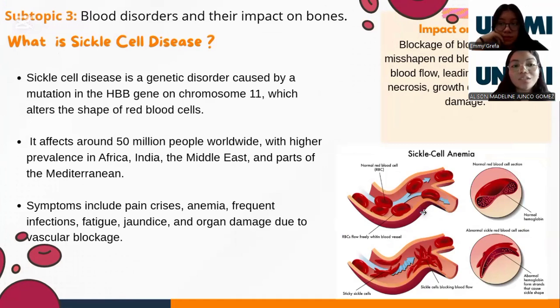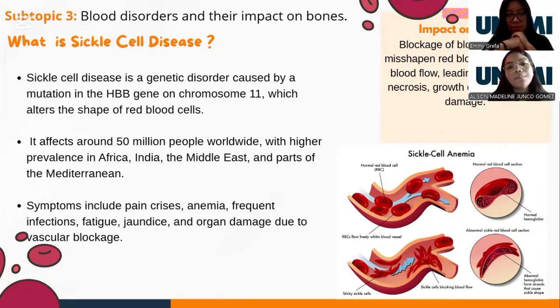What is sickle cell disease? Sickle cell disease is a genetic disorder caused by a mutation in the HBB gene on chromosome 11, which alters the shape of red blood cells. It affects around 50 million people worldwide, with higher prevalence in Africa, India, the Middle East, and parts of the Mediterranean. Symptoms include pain crises, anemia, frequent infections, fatigue, jaundice, and organ damage due to vascular blockage.